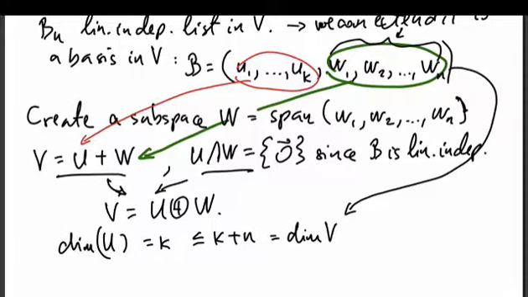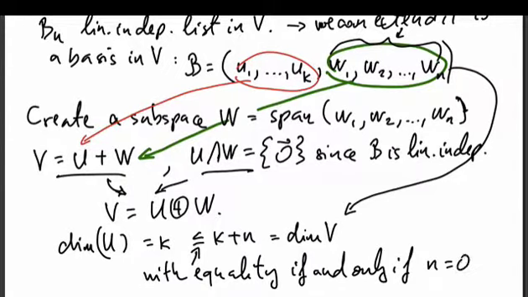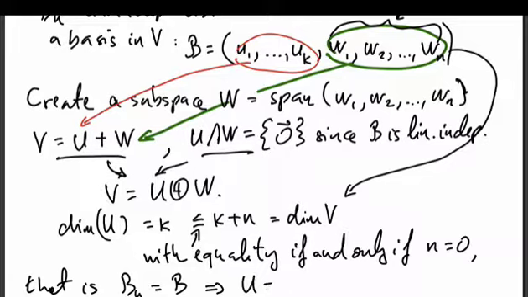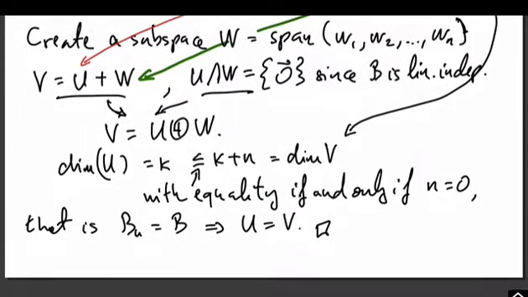And we have that equality holds in this inequality if and only if n is 0. That means we don't have to extend the basis with additional vectors, and that means that the U basis was already a basis for the whole space, which means that U was the whole space already. So this finishes the proof of the lemma.